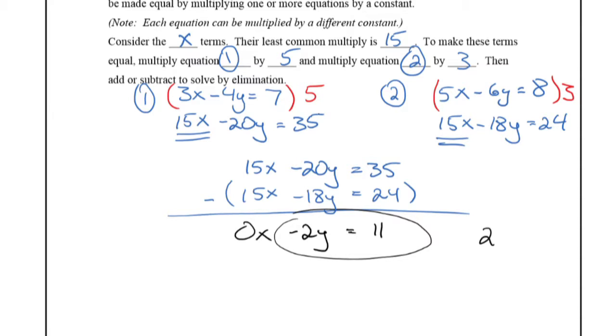I have negative 2y is 11. If I divide both sides by negative 2, I'm going to end up with y is equal to negative 11 over 2. I can put the negative sign on the top. So that is the y portion of my solution.